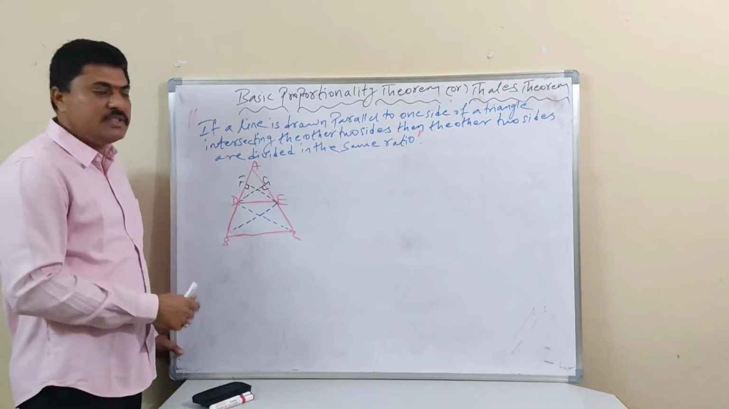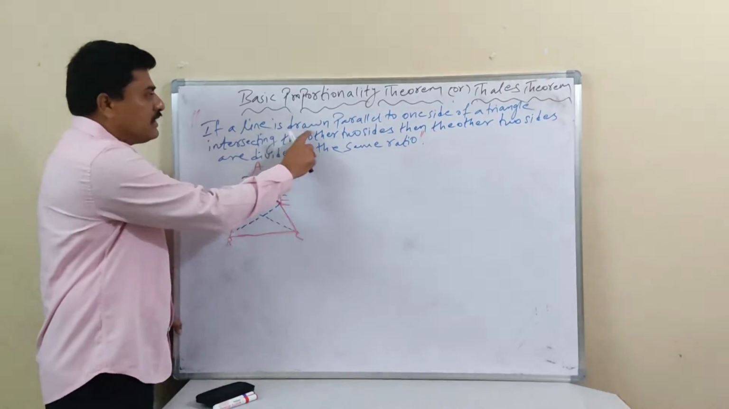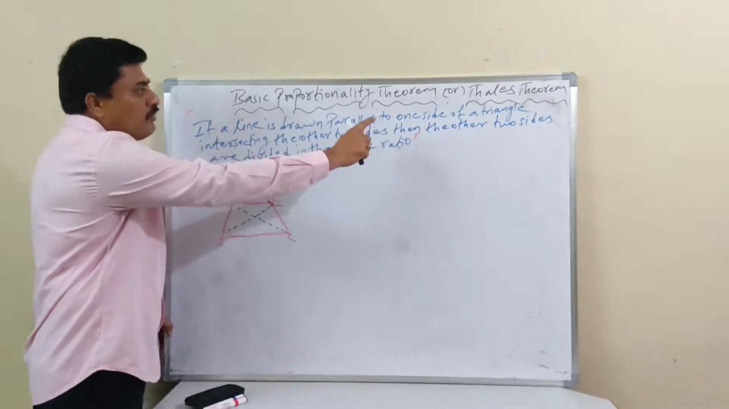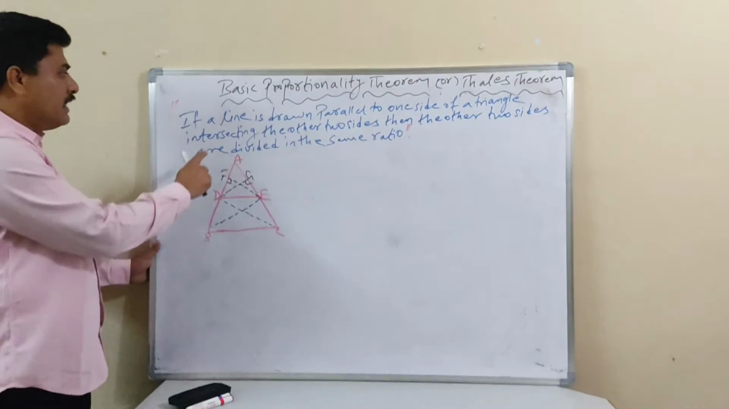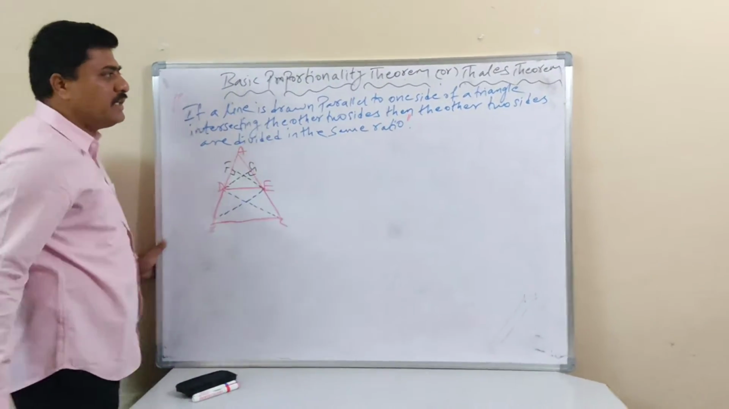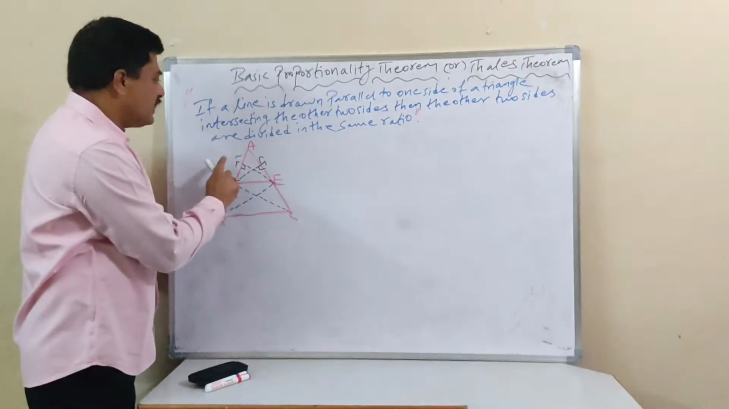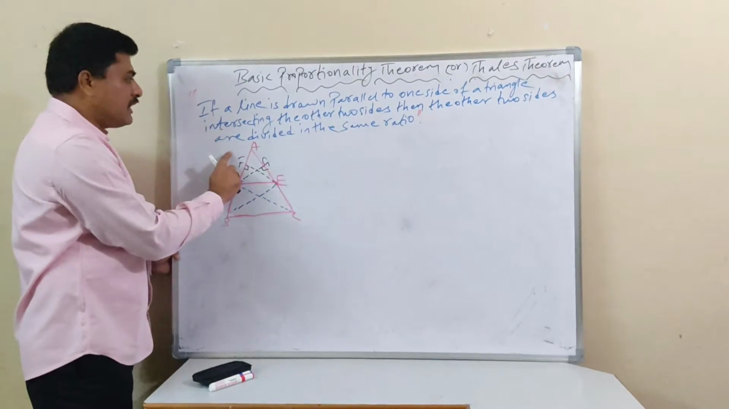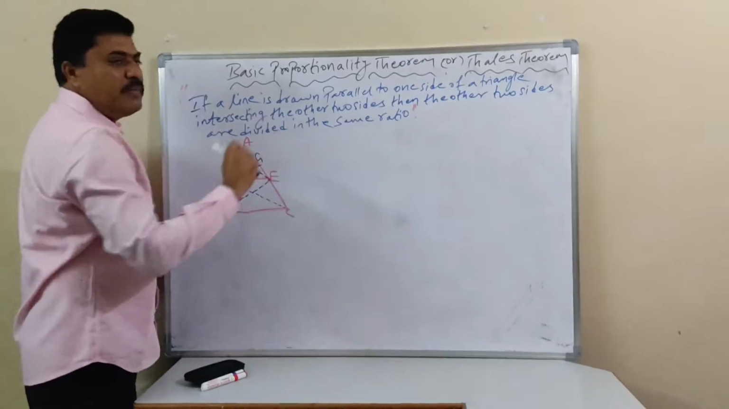What does it state? We see here. If a line is drawn parallel to one side of a triangle intersecting the other two sides, then the other two sides are divided in the same ratio.